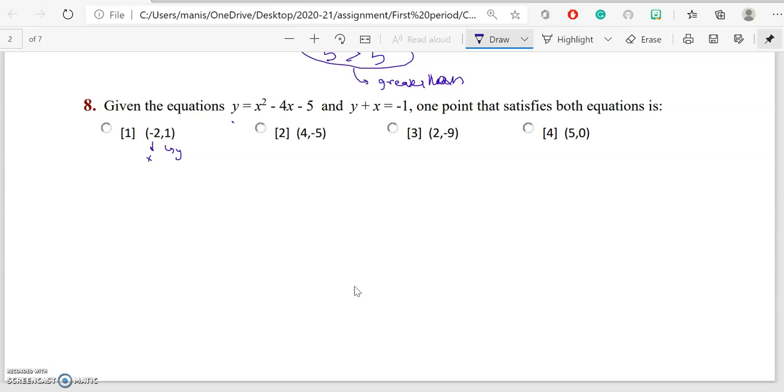So since I know the answer, just in the interest of time, I will pick this choice. Okay, so this is my y is equal to x squared minus 4x minus 5, and the second one is y plus x is equal to negative 1. First of all, we will subtract x from both sides. So y is equal to negative x minus 1.